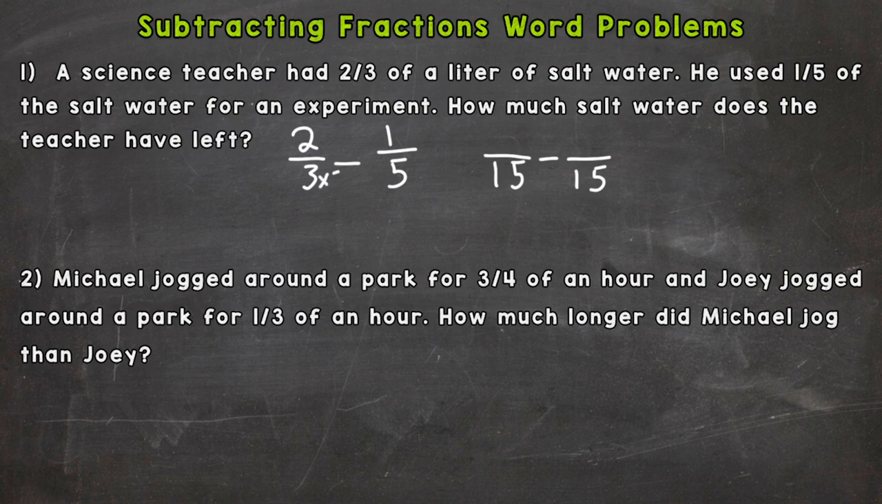Well, we know 3 times 5 is 15, so let's do it to the top to get an equivalent fraction. 2 times 5 is 10. 5 times 3 gives us the denominator of 15, so let's do it to the top to get an equivalent fraction. 1 times 3 is 3. Now we're ready to subtract. 10 minus 3 is 7, and we keep our denominator of 15 the same.